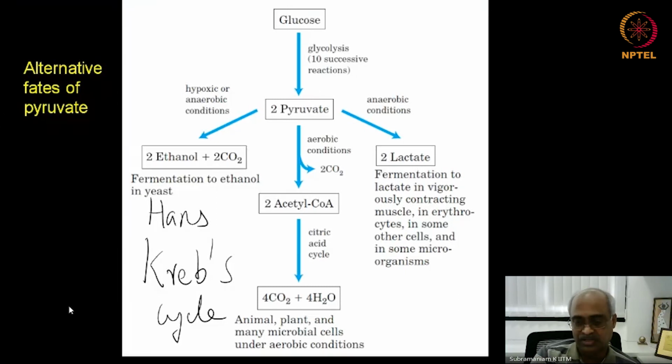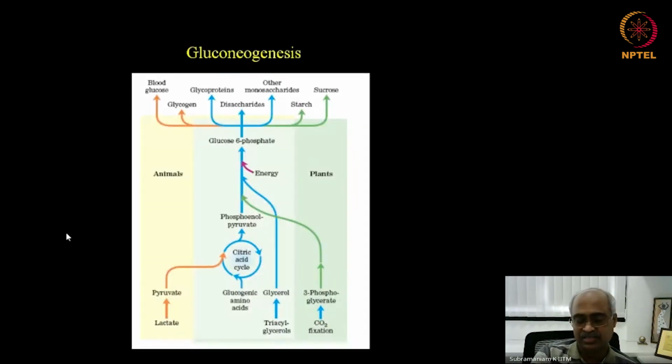Then Warburg discovered the same thing in tumors, and that we call the Warburg effect. So remember those things. That's about the regulation of glycolysis. So next what we are going to do is look at the reverse of the whole thing to make glucose. So why would you make glucose?